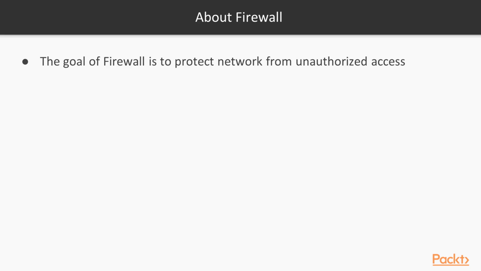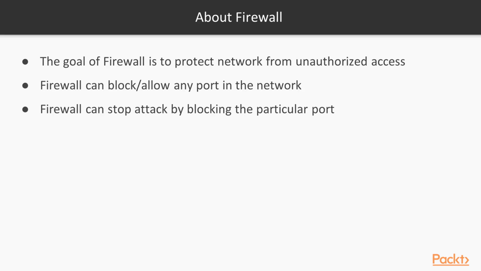The goal or the motto of a firewall is to protect the network from unauthorized access. For example, if two systems are connecting with each other and an attacker is trying to attack the server, then the firewall can defend your network against unauthorized access. A firewall can block or allow any port in the network. So this is the work of a firewall. It can block or allow any kind of ports. A firewall can stop an attack by blocking the particular port.